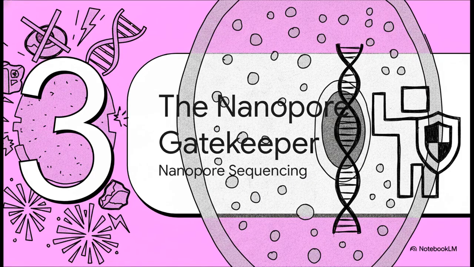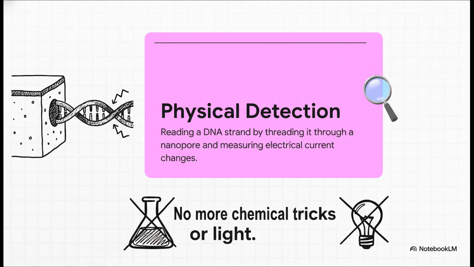Okay, but what if you could just get rid of all of that? No copying, no light shows, none of it. Well, that brings us to our third method, which feels like something straight out of science fiction, the nanopore gatekeeper. So with this one, the whole strategy just gets turned on its head. We're talking about physical detection. No more chemical tricks, no more light shows. This method literally feels the DNA strand as it's pulled through a microscopic hole.